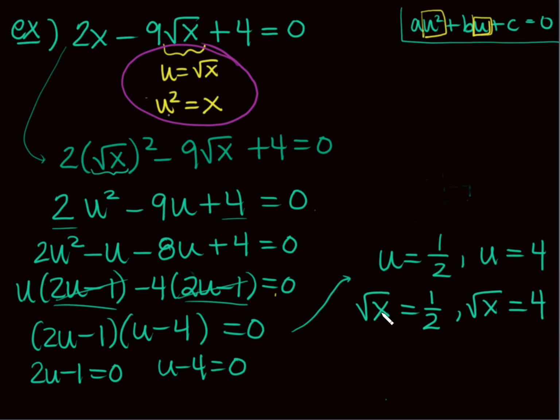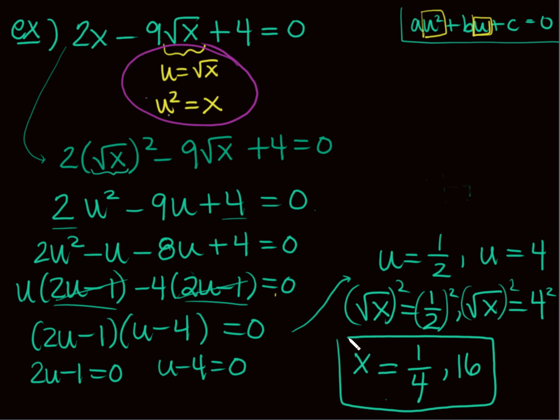And now how do I get rid of the square root? I'm going to square both sides of the equation. So what are my solutions for x? If I square 1/2, it's 1/4. If I square 4, it is 16. So I have two solutions. Those two solutions are 1/4 and 16. Hope that makes sense. Does that make sense? Good.